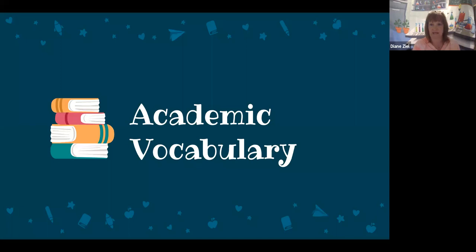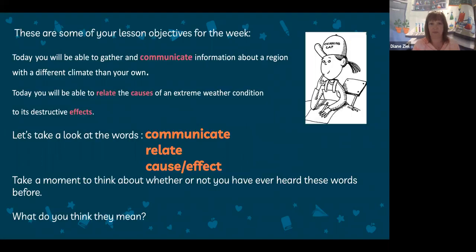Let's take a look at this week's academic vocabulary. These are some of your lesson objectives from this week's lessons. One of them is, today you will be able to gather and communicate information about a region with a different climate than your own. You'll see that the word communicate is in red. That's a word we will take a closer look at. Today you will be able to relate the causes of an extreme weather condition to its destructive effects. You see the word relate highlighted in red, as well as cause and effect. We will also take a deeper dive into those words.